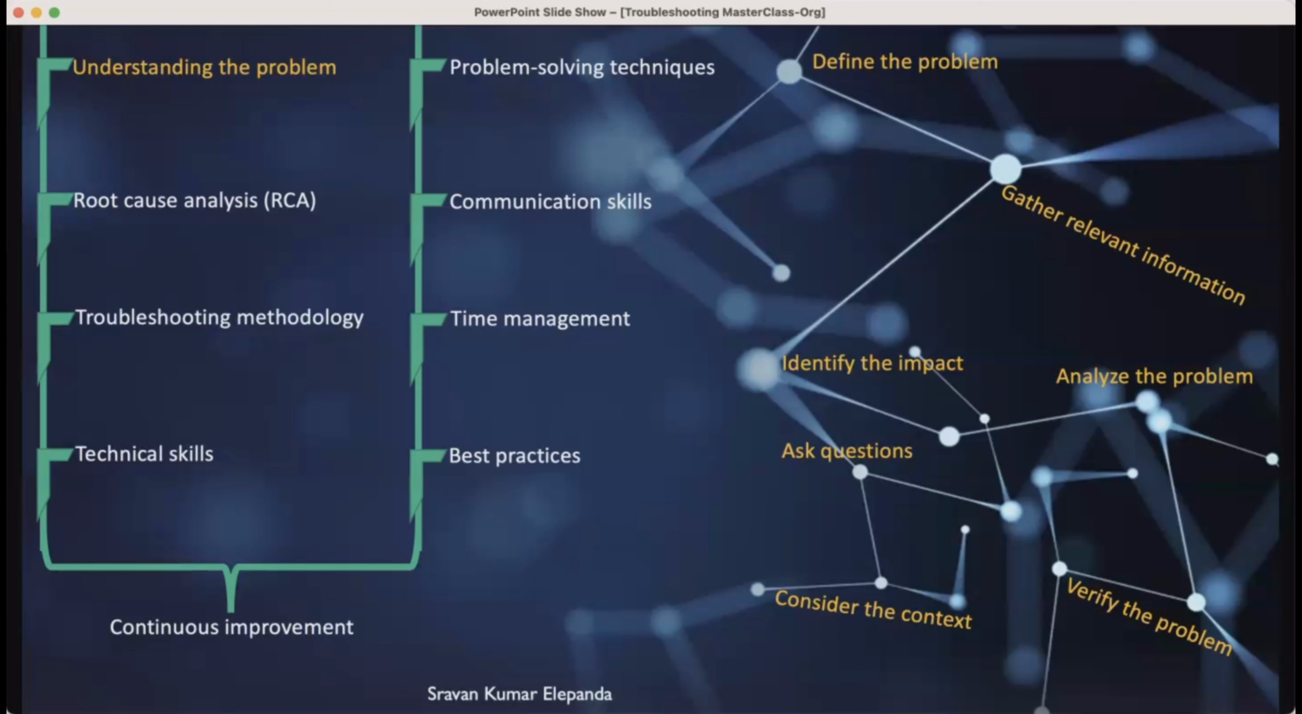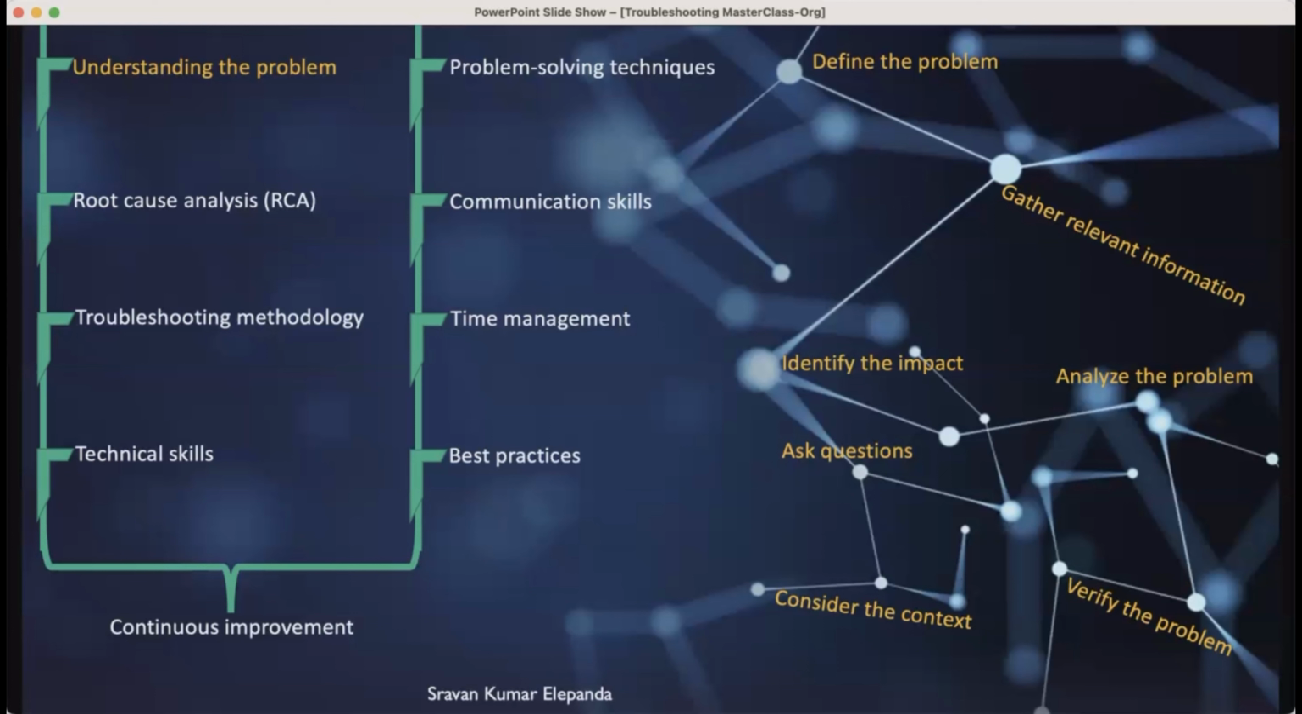Then verify the problem. Somebody has reported it, but is it really happening the way it has been reported? We might not know in all cases, but as soon as possible, I would really encourage you to reproduce the issue so that it will be more consistent when you're determining the problem or isolating the issue. So verifying the problem will help you isolate the issue. That's one of the best approaches, I would say.